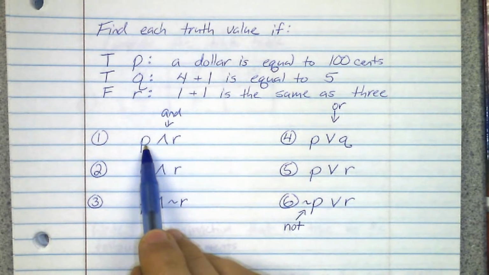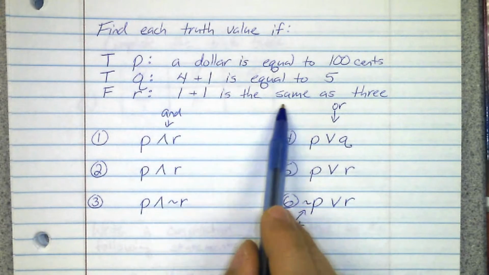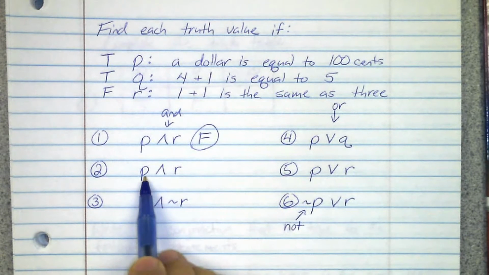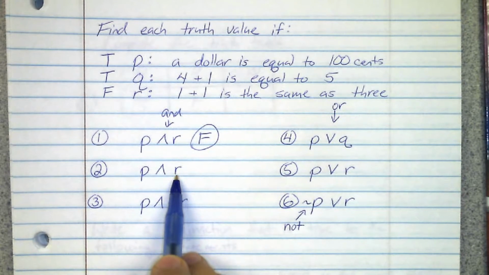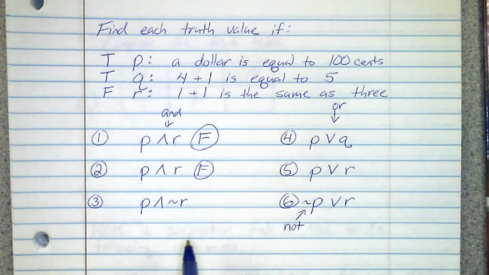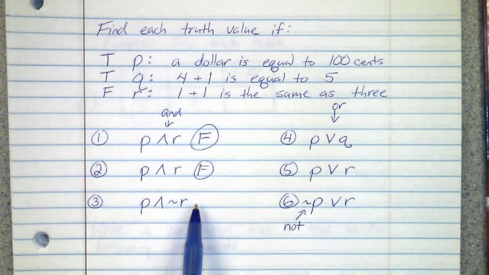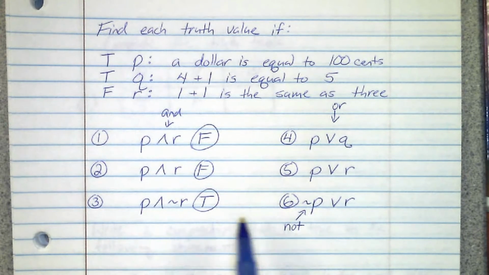So let's see, right here. We would say this is $1 is equal to 100 cents, and 1 plus 1 is the same as 3. Well, since that's false, this is going to get a truth value of false. Right here, $1 is equal to 100 cents, and 1 plus 1 is the same as 3. Well, whoops, looks like I wrote the same thing twice. My bad, everyone. Right here, $1 is equal to 100 cents, and since this says not R, 1 plus 1 is not the same as 3. Well, that's true. So the way this is written, both of these are true.